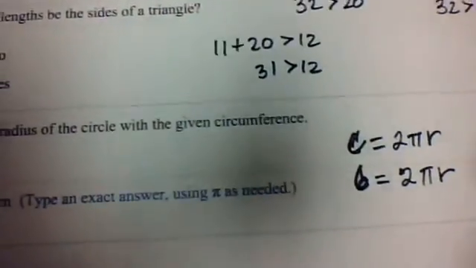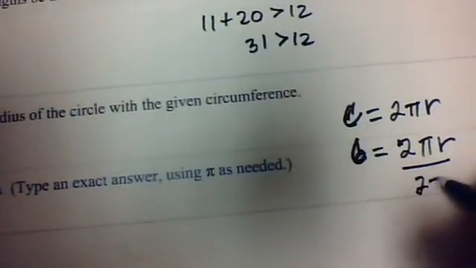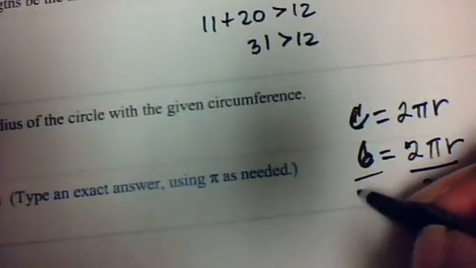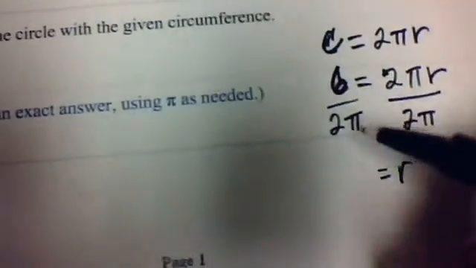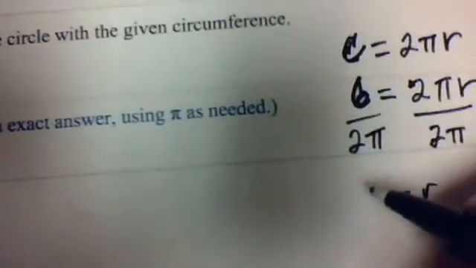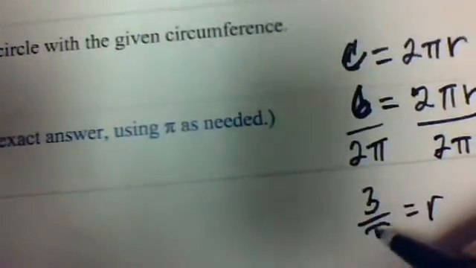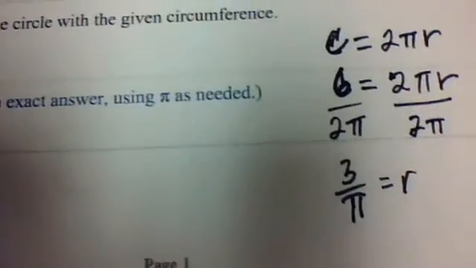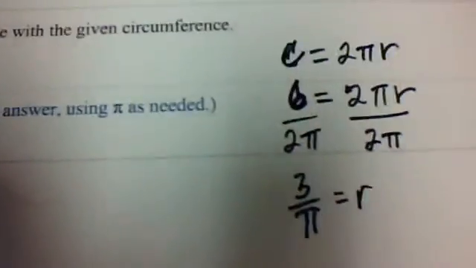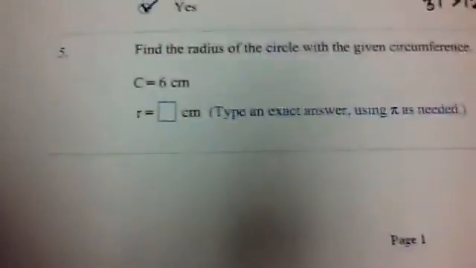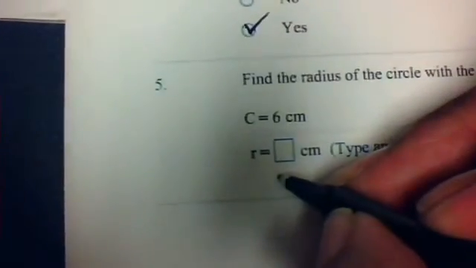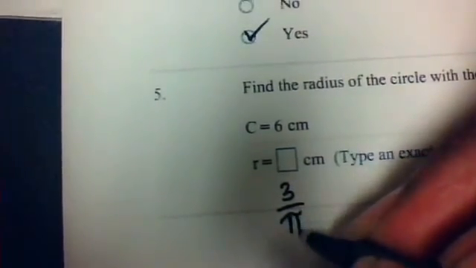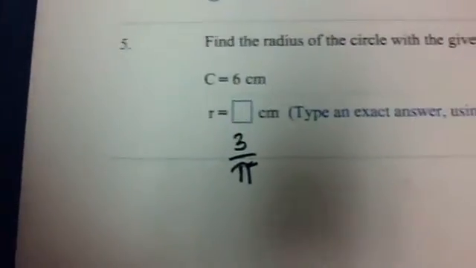And then you're going to get r by itself by dividing both sides by 2 pi. When we do that, r is equal to, now if I reduce 6 over 2, that's going to be 3 on top with pi on the bottom. So 3 over pi represents the radius of the circle. And they want you to type in the exact answer using pi as needed. So the radius will be 3 over pi.